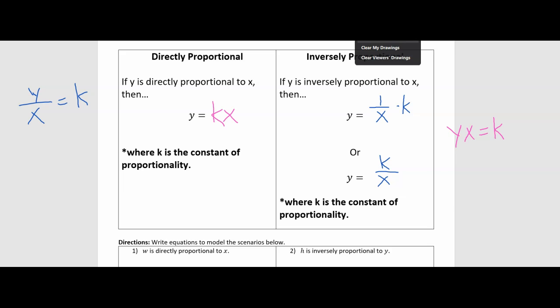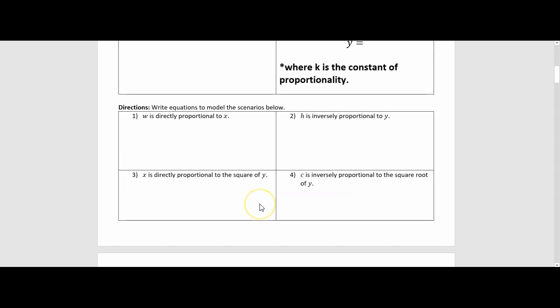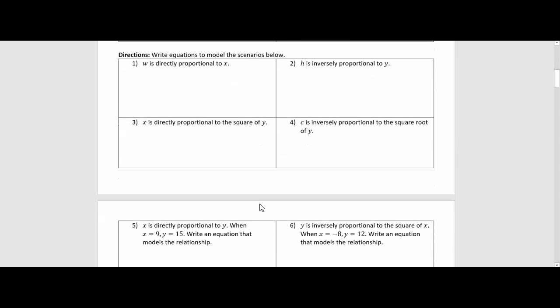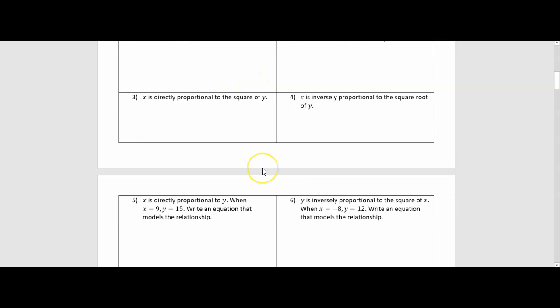Okay, so let's use these relationships to write some simple equations. Pause the video, see if you can write equations based on what 1 through, let's actually do 1 through 6, so 2 on the next page as well.